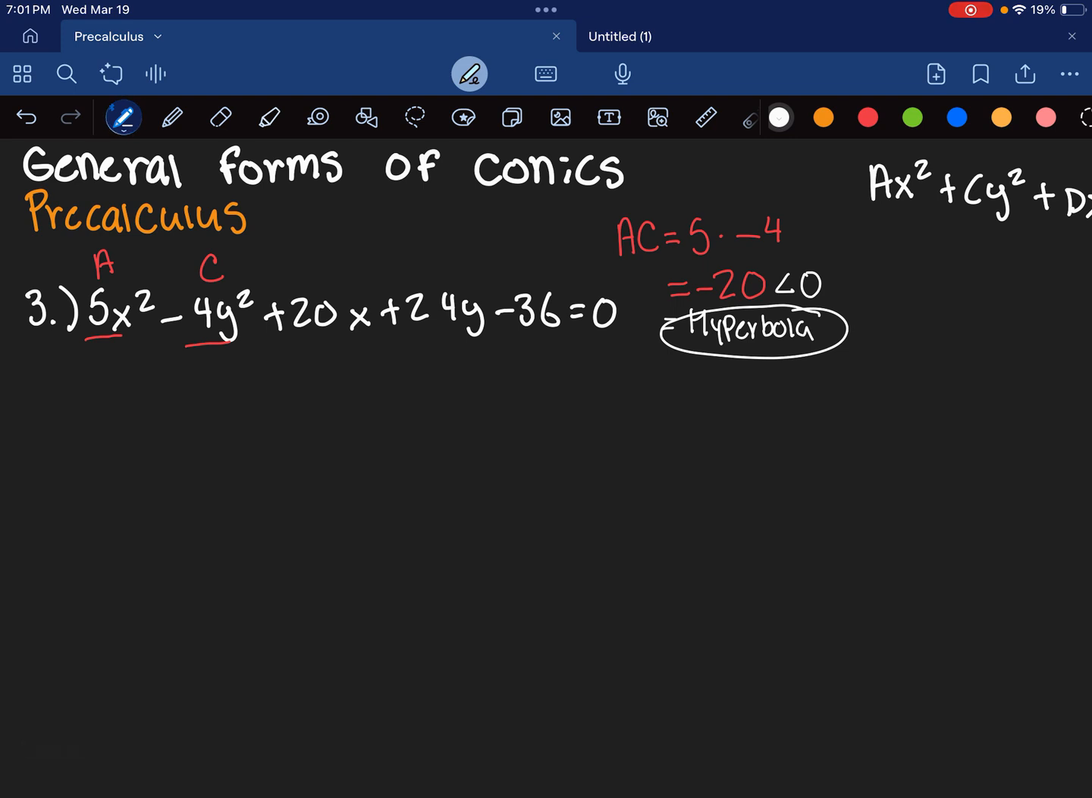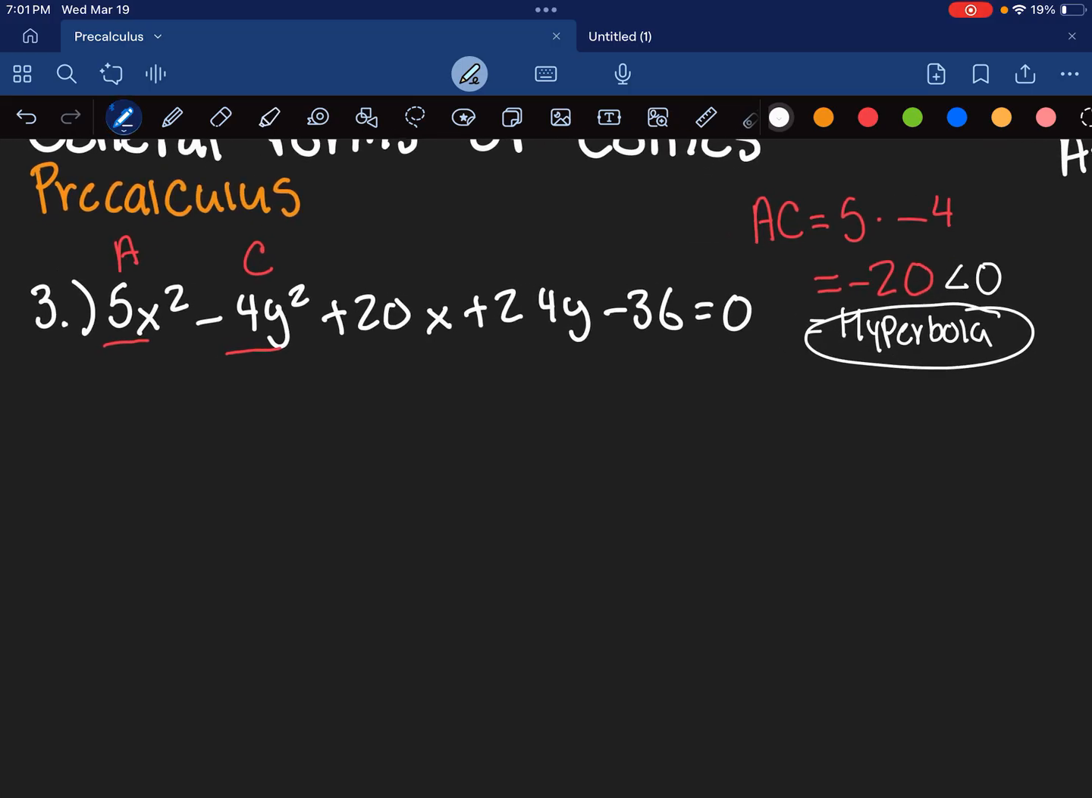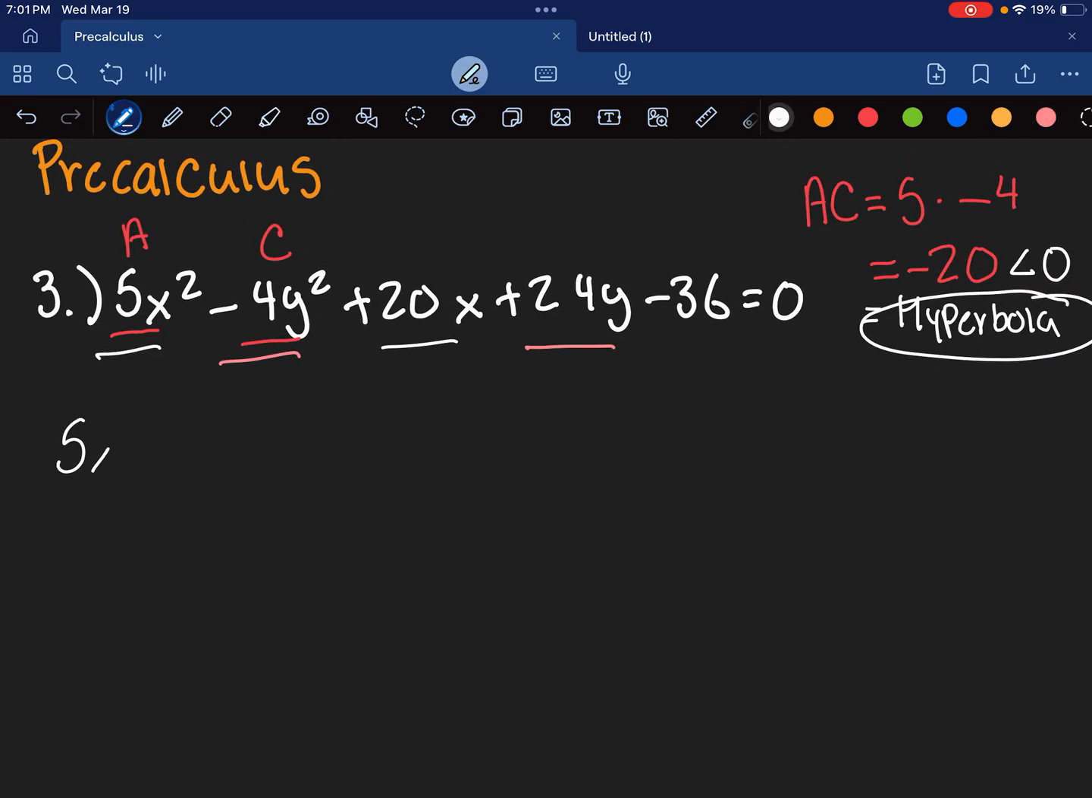Okay. So now that we have our conic name, what we're going to do is rearrange this equation in order for us to get the x values together and then the y's together, but in order. So first we're going to do 5x squared. We're going to take this 20 right here, plus 20x. And then we're going to take our y values now. So we have -4y squared right here. We're going to drop that down over here. And then we have plus 24y.